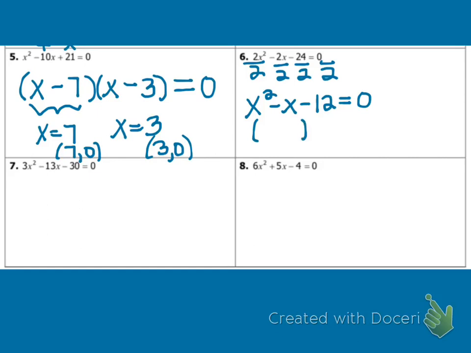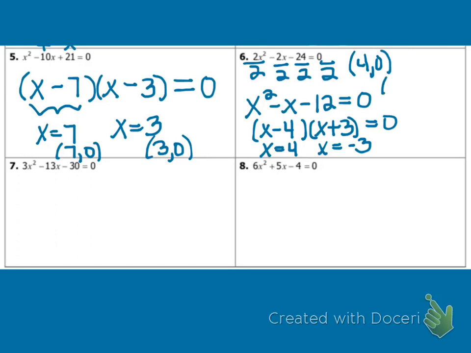And when we factor, these are both going to start with x. And I know, let's see, factors that are going to multiply to negative 12 and add to negative 1 would be negative 4 and positive 3, giving me solutions of x equals 4 and x equals negative 3. And again, you could write these as ordered pairs as well. So maybe you'd say 4, 0 and negative 3, 0, or you could just say x equals 4 and x equals negative 3. So that worked out really nice that we could just divide that 2 out.